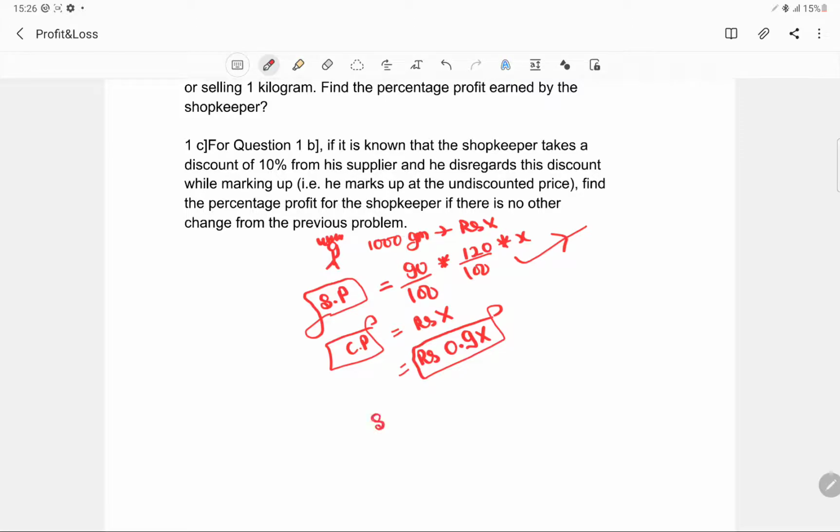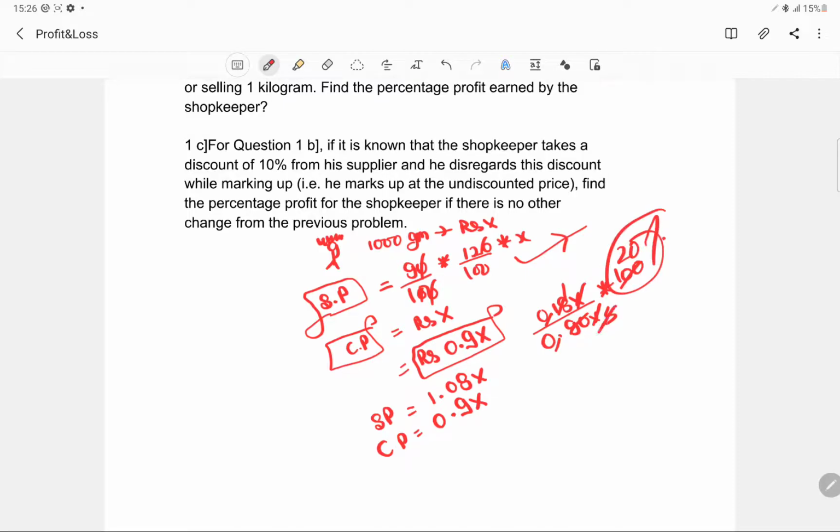Okay, so selling price, let's try and see this. This gets cancelled by this. So the selling price is 1.08x and the cost price is 0.9x. So the amount of profit that he ended up making was 0.18x over 0.90x into 100. And he actually ended up making a profit of 20%.